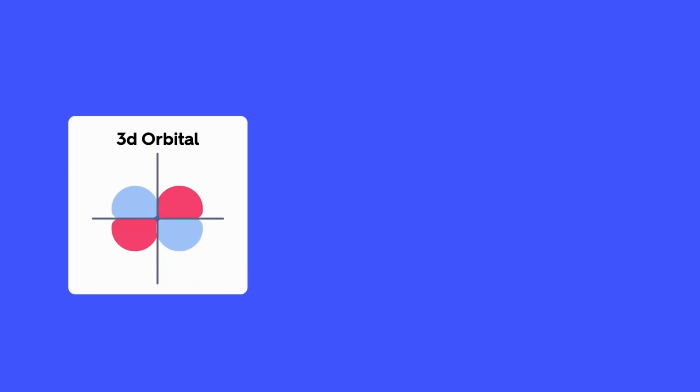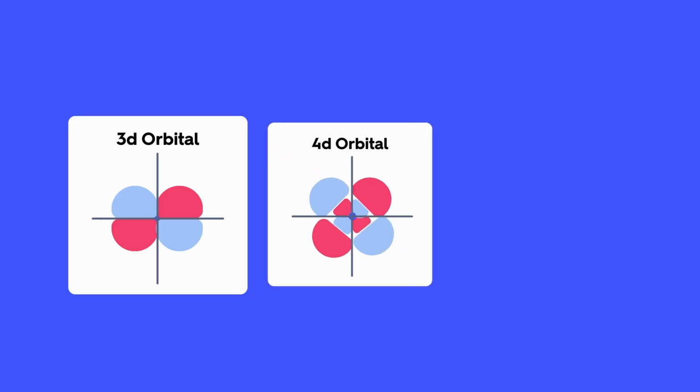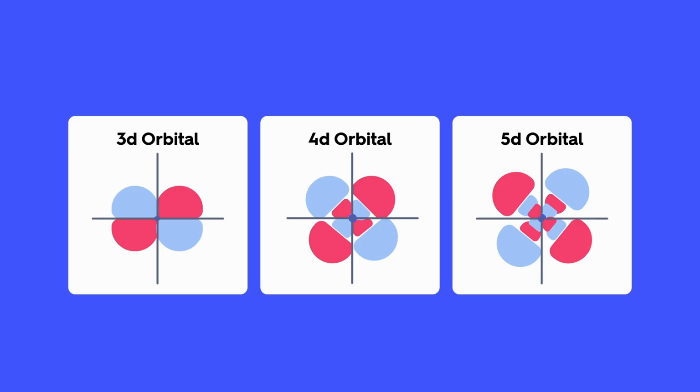A simple way to picture this is orbital size. 3d electrons sit closer to the nucleus and can be held more tightly, so they may be less available for bonding. 4d and 5d orbitals are more spread out, so those electrons can be more available, helping stabilize higher oxidation states in heavier transition metals.